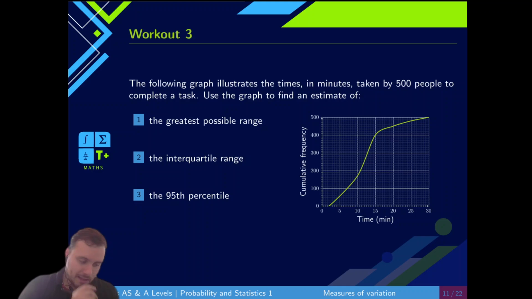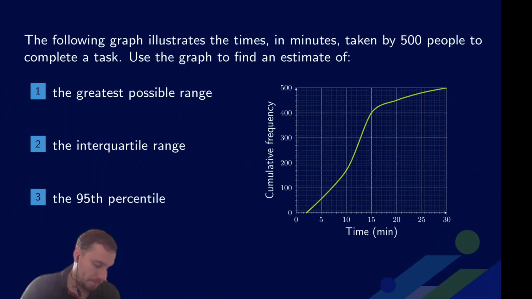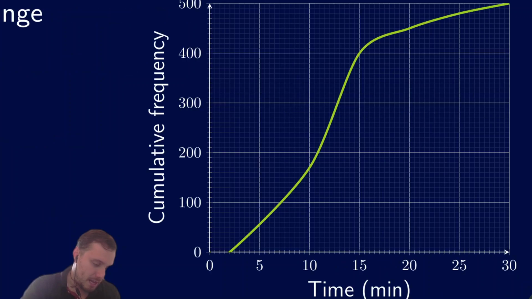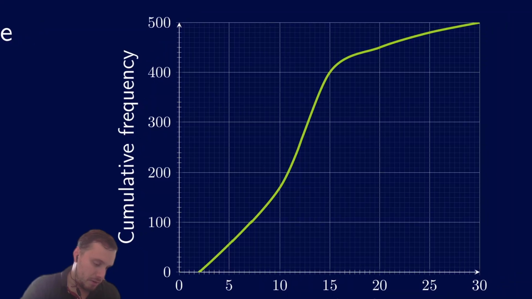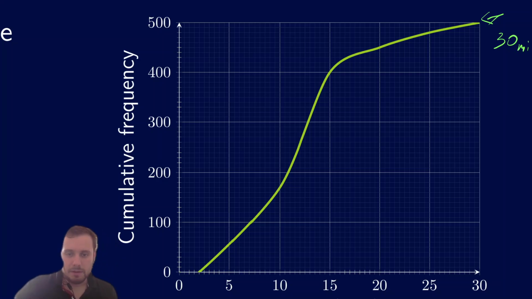So let's see, first of all, if we can figure out the greatest possible range. We're going to take a look at the graph here. I'm going to zoom in a bit, and we're going to try to see what looks like our greatest and our lowest value. We can all see that the greatest value is around here. This point at the top will correspond to 30 minutes. That will be the maximum.